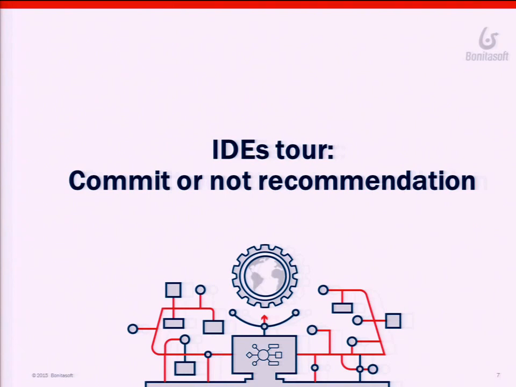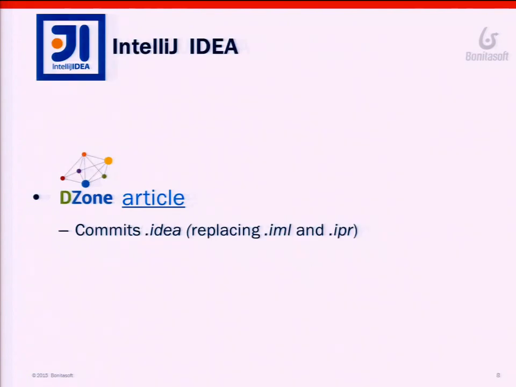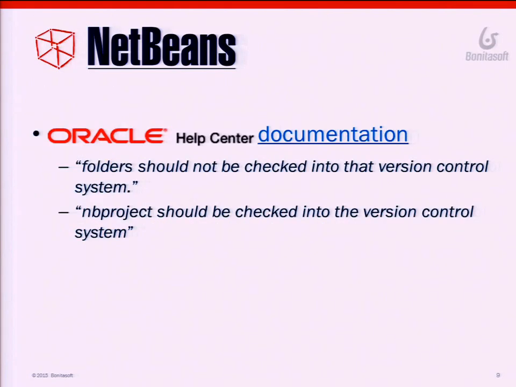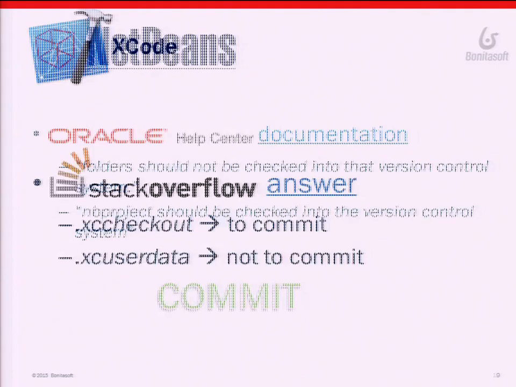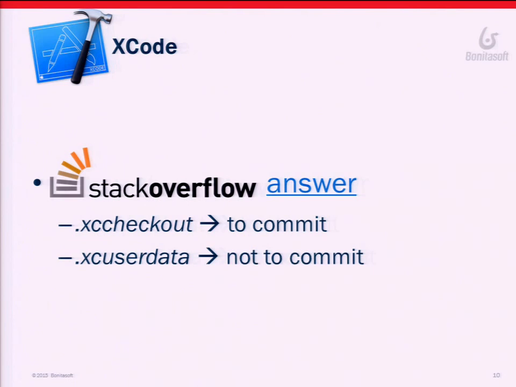So what I did, I took my computer and went on the internet to search for the recommendations that I can find everywhere for Eclipse and for other IDEs. I started with IntelliJ. There is a DZone article where they explain all the benefits of committing these files. So the first one says to commit. I went to NetBeans and searched in the official Oracle documentation. It was not very clear, but at some point they say you should not commit, but elsewhere they say you should commit only this subpart of the project settings. So I think that they recommend to commit.